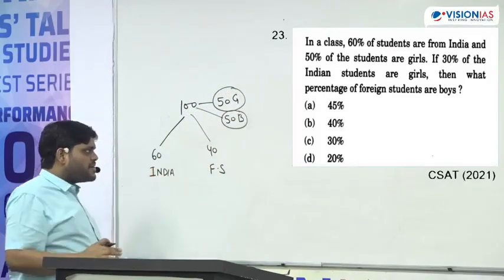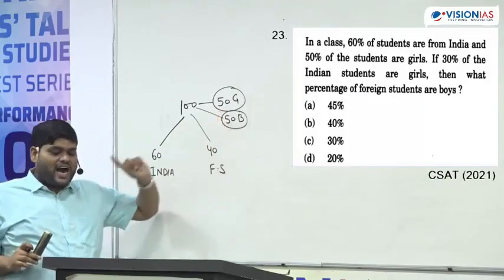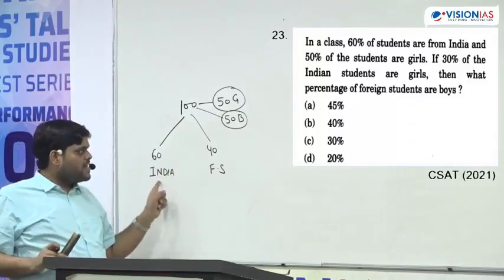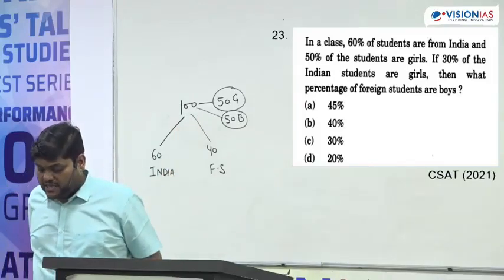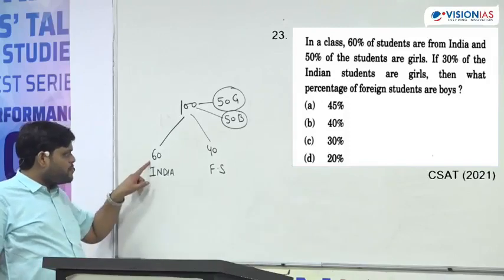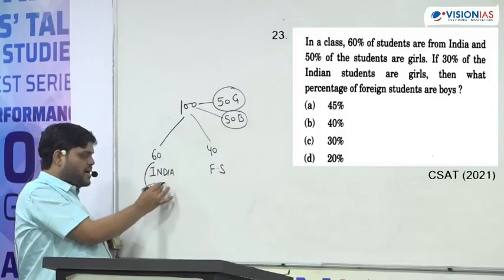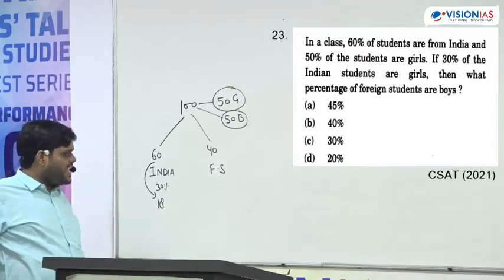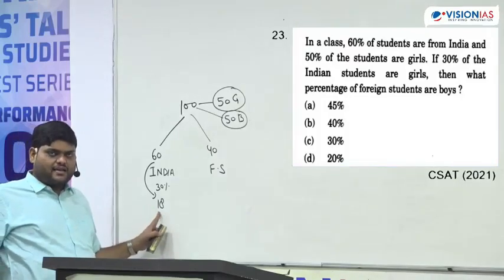Now two statements are there. One is regarding their gender, girls and boys. Another one is regarding their nationality, Indian or foreign student. So we have interpreted these two statements. Now the second part is given: 30% of the Indian students are girls. That means 30% of these 60 are 18. 30% of this are 18, or not?